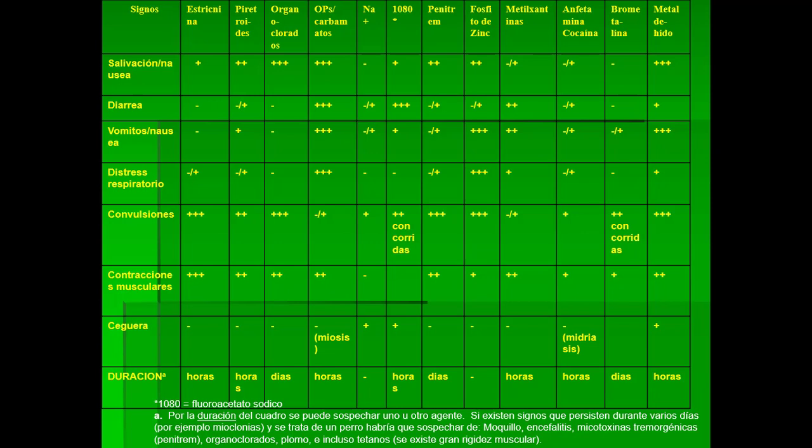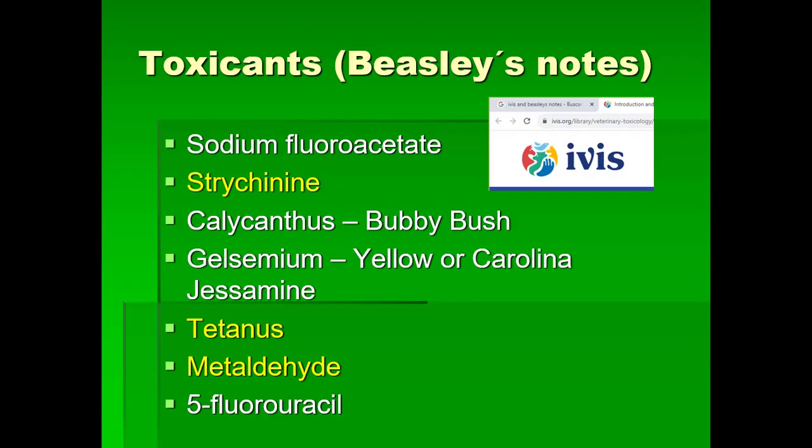In here we have strychnine, pyrethroids, organochlorine insecticides, OPs, carbamates, sodium toxicosis, 1080, pennitrem, zinc phosphide, methylxanthines, amphetamines, cocaine, bromethalin, and metaldehyde. Now you can find a good reference in Ivy's, which is called Beasley's Notes. He used to be a professor at the University of Illinois. It's a bit old, but it's the classic source and probably the most comprehensive collection of all the toxicants that are important in veterinary medicine.